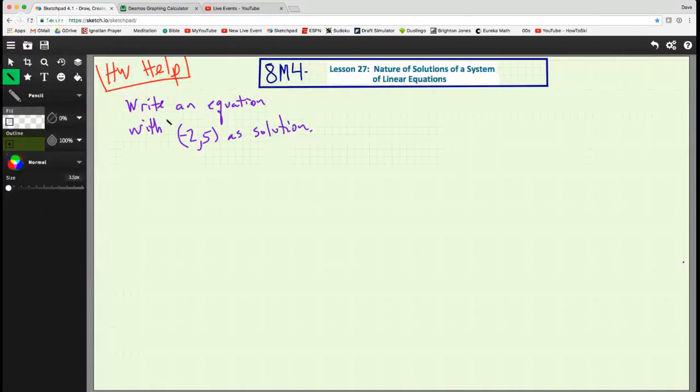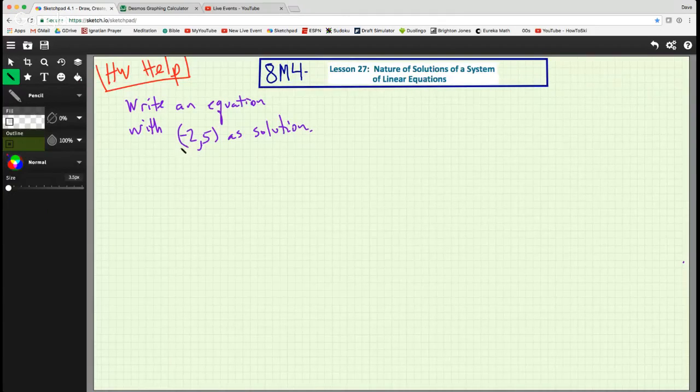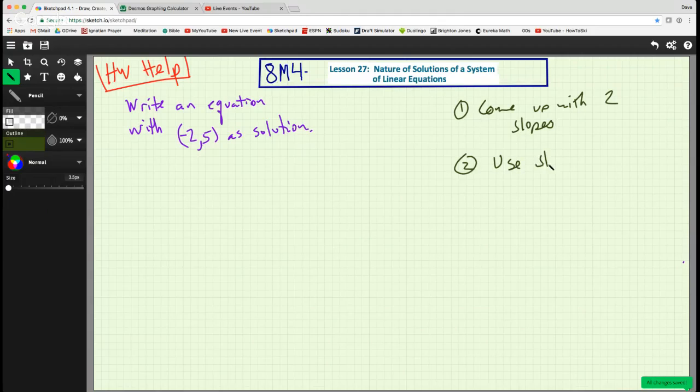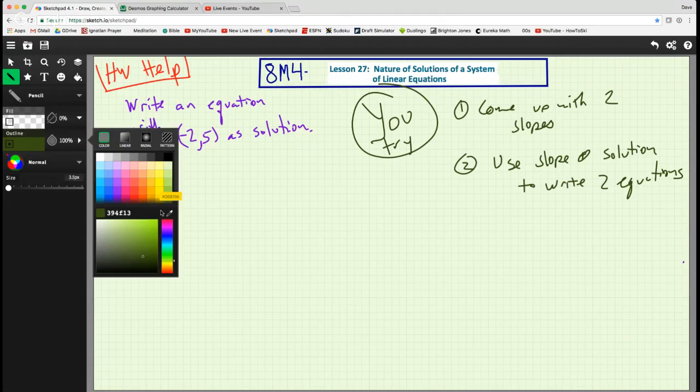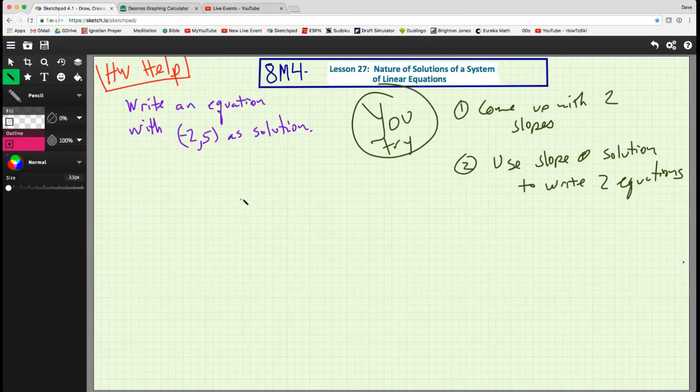What I want you to do is, and this is on your homework, write an equation with 2, negative 5 as a solution. So your key is to, 1, come up with 2 slopes. Then you're going to use the slope plus the point, plus the solution, to write 2 equations. Okay, so now you try. Pause and try. Okay, so let's do it.